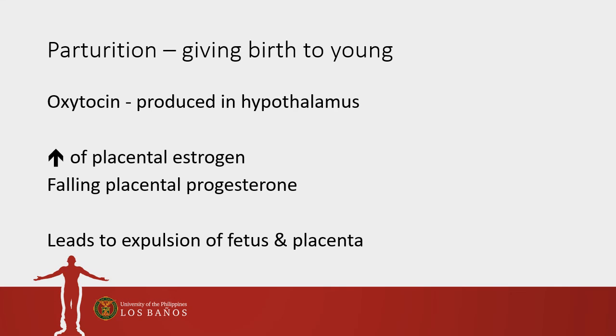Oxytocin, a neurohormone, has the principal function of stimulating contractions of the uterus. Parturition is also marked by increasing placental estrogen and decreasing placental progesterone, which leads to the expulsion of the fetus and the placenta.